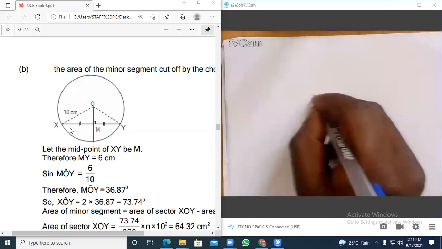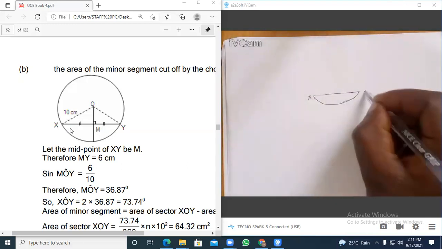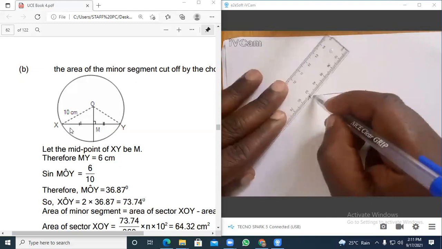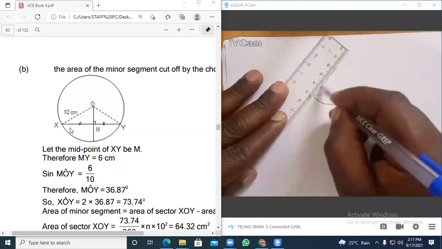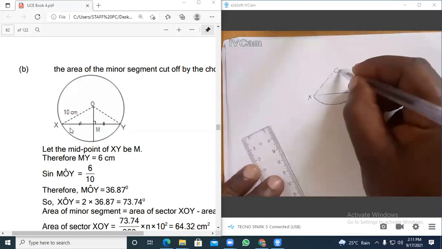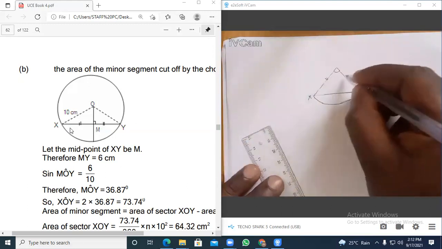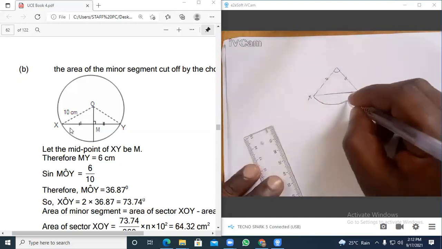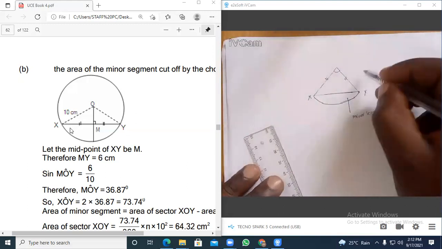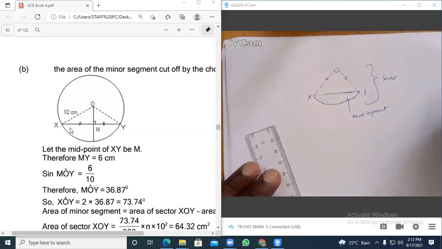If I may draw it for you, this part here they are talking about. If we have X here and we have Y, this part here is the minor segment, but the whole of this is what we call the sector. But you should know here that we have an isosceles triangle, and here we have a minor segment. But the whole of this is what we call a sector, and that sector is a minor sector.